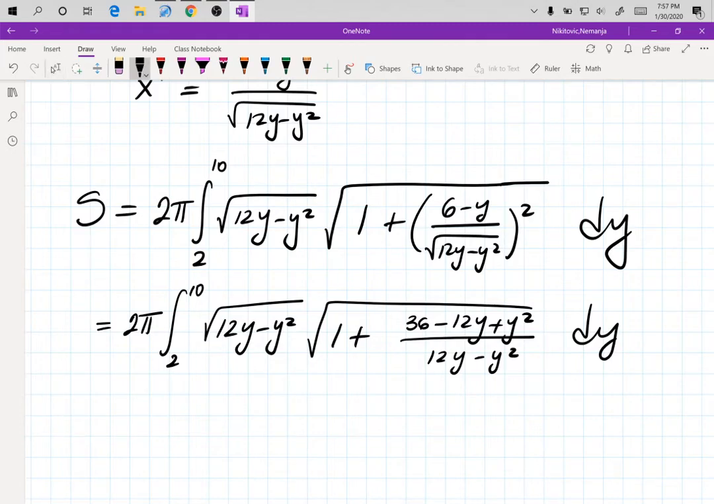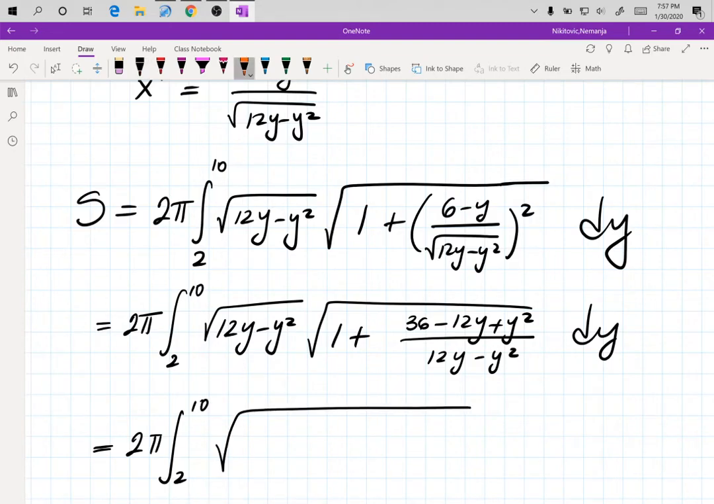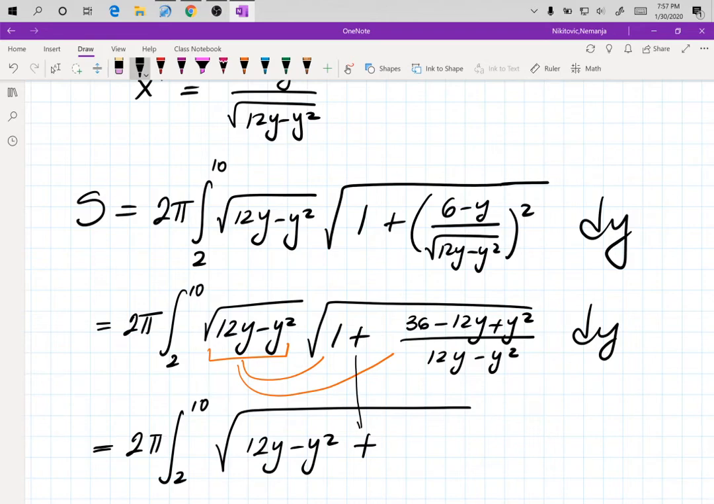Same trick, multiply two roots together to get a single root. Now the whole thing multiplies into 1 and then multiplies into the fraction. Now the good thing is that it cancels in a fraction. So we have 12y minus y squared plus, that's that plus. And then when they cancel, you just get 36 minus 12y plus y squared, dy.